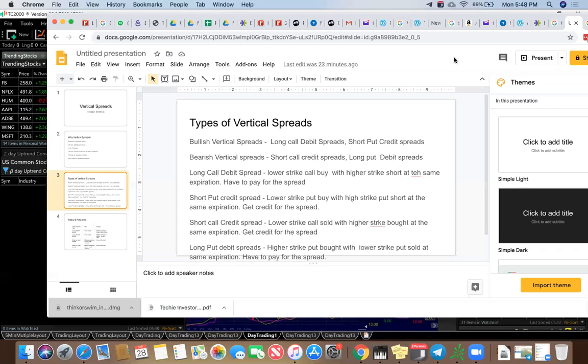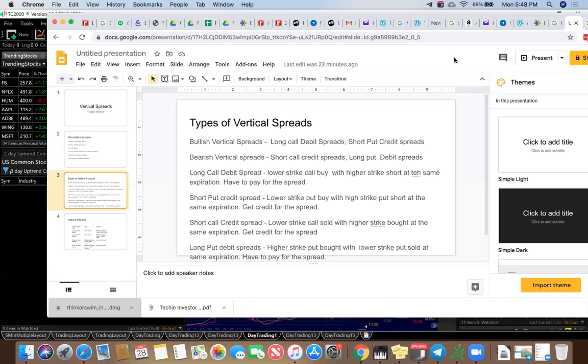Let's take the same case of Apple. If you do a short call credit spread on Apple with 120, what you're saying is, hey, I don't expect this stock to go above 120. So you're betting for the downward movement, and that's how you make money. And by the way, this is a credit spread. That means you're selling it, so you get the premium upfront.